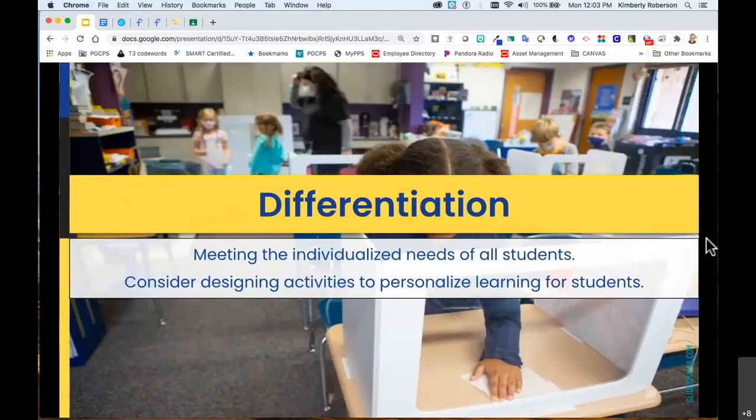Let's take a look at differentiation. Think about how we can meet the individualized needs of all students and how to consider designing activities to personalize learning for students. Let's take a look at some strategies.